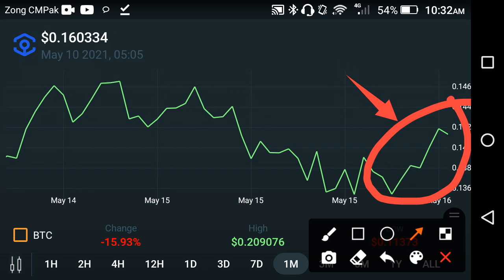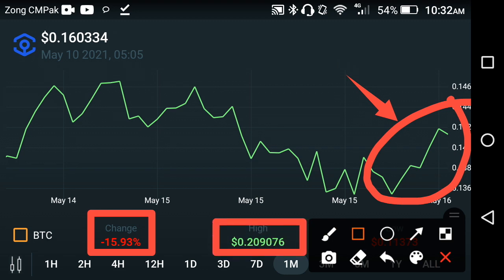Let's check it out. The price change in the Ankr coin in the last 1 month is negative 15.93%, and the highest price of the Ankr is 0.20976 USD, friends. What's your prediction? Please tell me in the comment box.